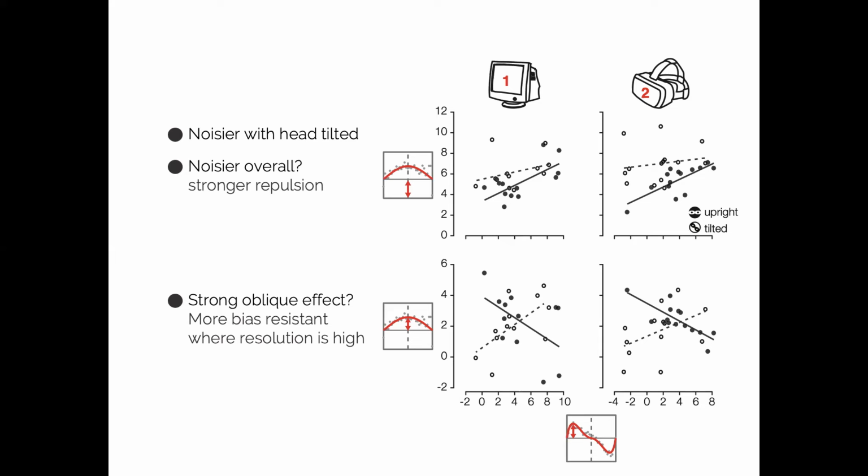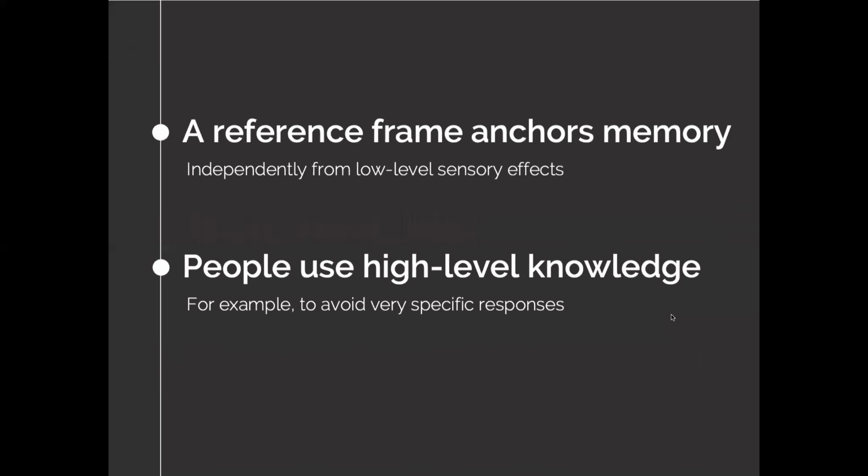All right. So to summarize, it looks like there's this reference frame, which in this case is horizontal and vertical, something as simple as that. And this is really used to anchor memories or anchor reports. And this seems to be happening independently from these low-level sensory effects. So this repulsion bias might be something that could increase over time as people are remembering an orientation for longer. And so these reference frames seem to have a really important role.